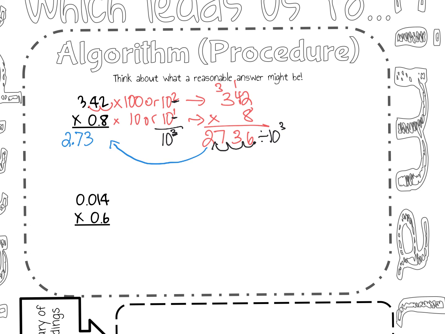So when I bring this to be my final answer, I end up with an answer of 2 and 736 thousandths. And if we think about, does this answer seem reasonable? I'm starting with an answer of about 3.5, and I'm taking 8/10 of it. So I'm taking less than 1, so my answer should get smaller. This answer is smaller than 3 and 42/100ths, but it's also more than half. So this would be a reasonable answer in this case.